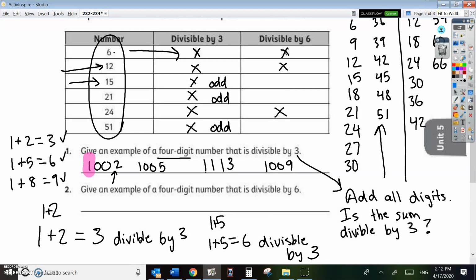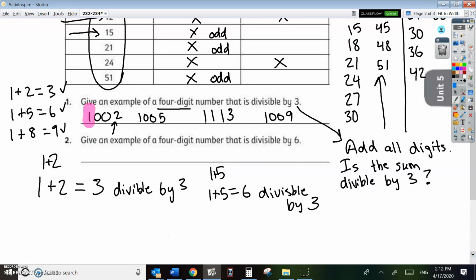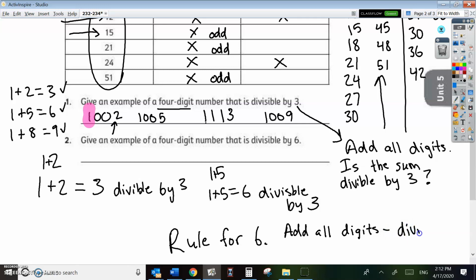Now give an example of a 4-digit number that is divisible by 6. Okay, the rule for 6 and the rule for 3 are pretty similar. So add all the digits. Is it divisible by 3? Okay, that's the first thing. That's the first rule for 6. And the second rule is, is it an even number?